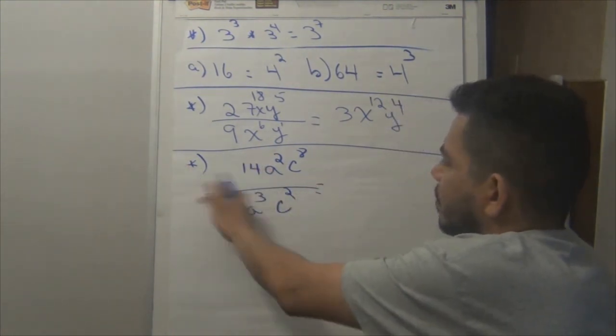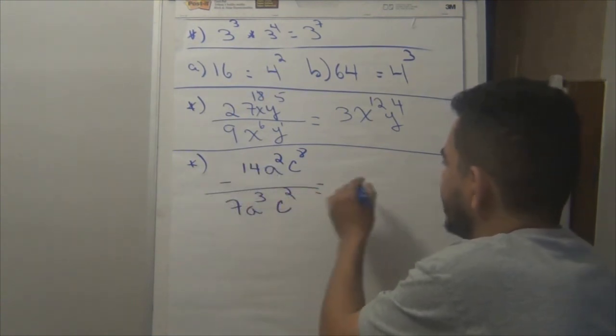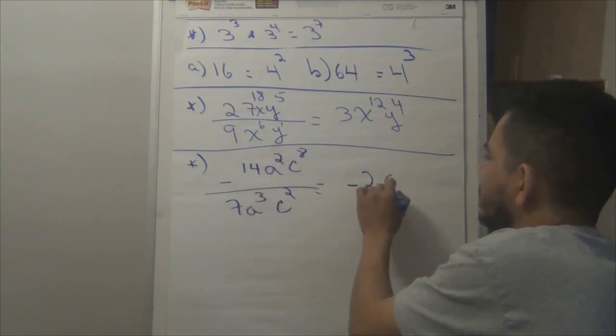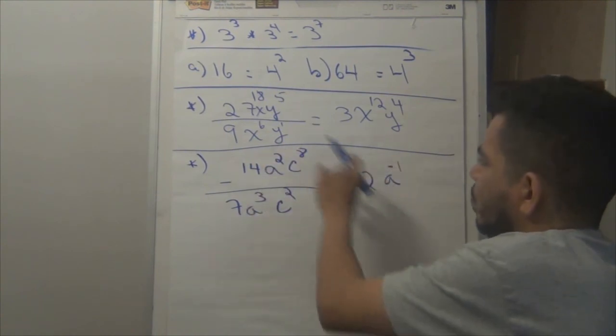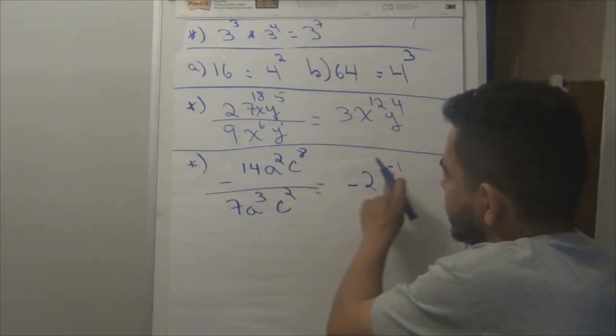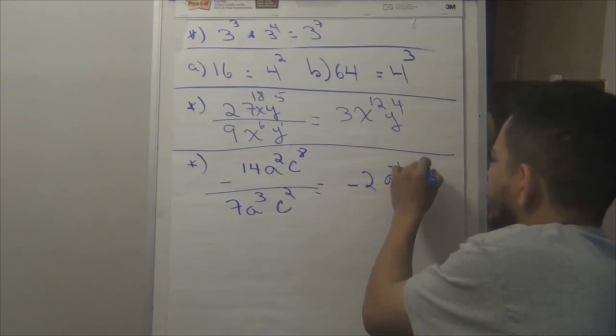Alright, so the whole thing is going to be negative anyways. Okay, 14 divided by 7 is 2. A to the second divided by a to the third is a to the negative 1. Remember, the quotient rule says that you gotta subtract. So 2 minus 3 is negative 1. C to the 8 divided by c to the second is c to the 6.